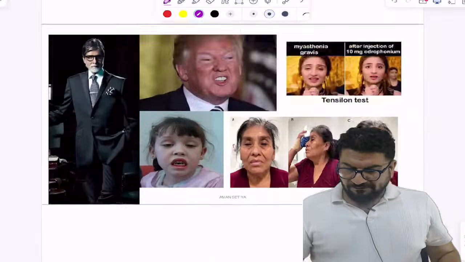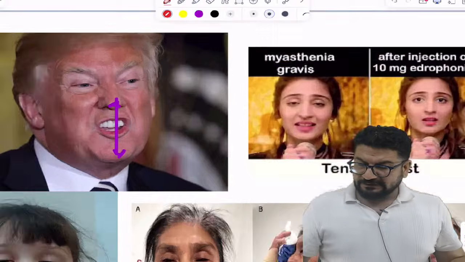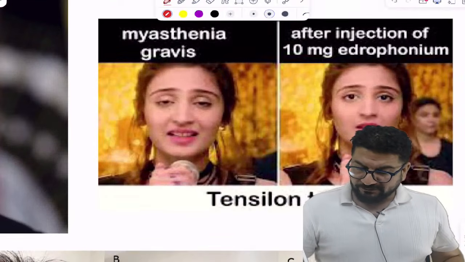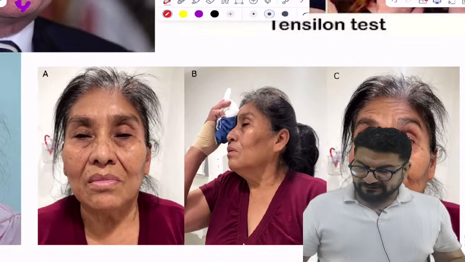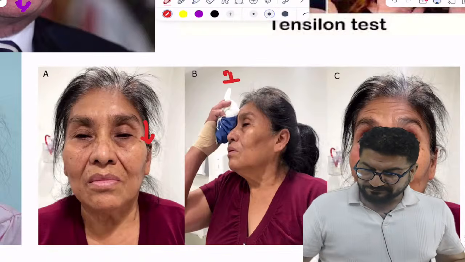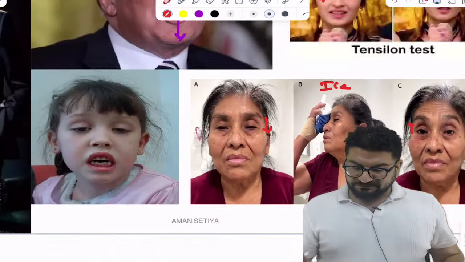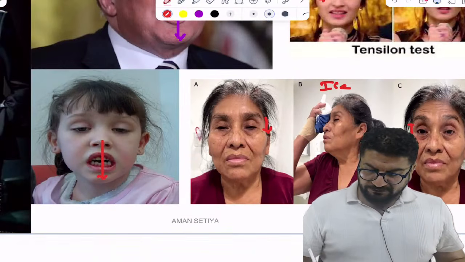Done. So you can see, myasthenia will have this snarling face, vertical opening of the mouth. You can see this is the Tensilon test, meaning after giving edrophonium, you can see first the patient having ptosis, then the ptosis will improve. This is the ice pack test. After ice, the ptosis is improved. We call this the ice pack test. Again you can see vertical opening of the mouth, we call snarling face.